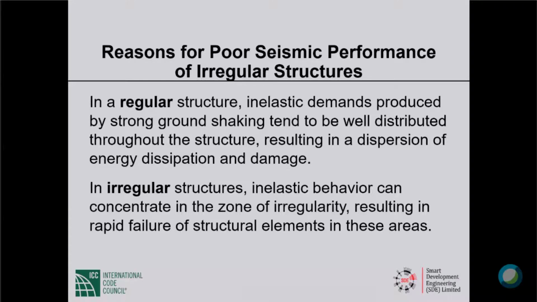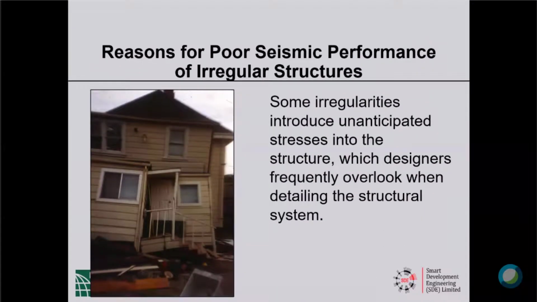So, reasons for poor seismic performance for irregular structures. In a regular structure, inelastic demands produced by strong ground shaking tend to be well distributed throughout the structure, resulting in a dispersion of energy dissipation and damage. In irregular structures, inelastic behavior can concentrate in the zone of irregularity, resulting in rapid failure of structural elements in these areas. So it is the uneven distribution of inelastic displacements that is the problem with irregular structures.